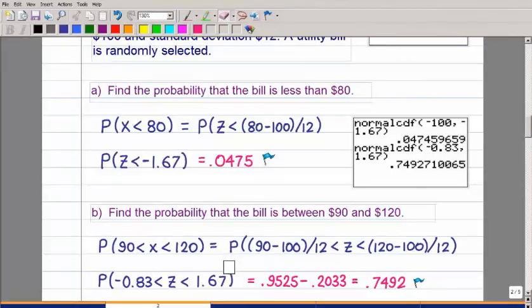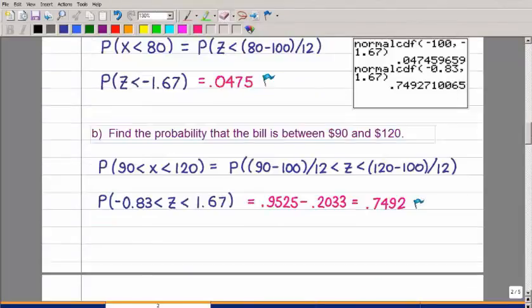So once again, when it's between two values, I look up the larger value, in this case 1.67 on the chart, and I'll get 0.9525. I look up the smaller value, negative 0.83, and that would be 0.2033. So I subtract the two, and I get 0.7492. Roughly about a 75% chance that our bill would be between 90 and 120. And the calculator box has that one displayed, and there it is. There's around the 0.7493. But that's close enough. That's good enough.